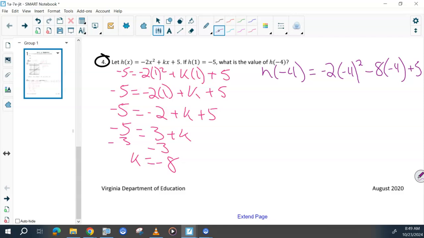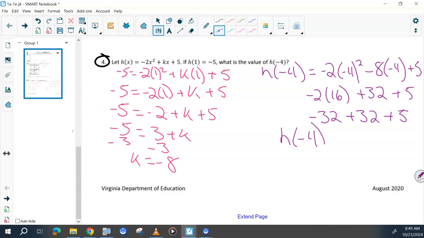So for each of our x values, we put in negative 4. And start to simplify. So this would give me 16. This would be a positive 32. This would give me negative 32. And the negative 32 and 32 would cancel. So h of negative 4 equals 5. Questions on that?